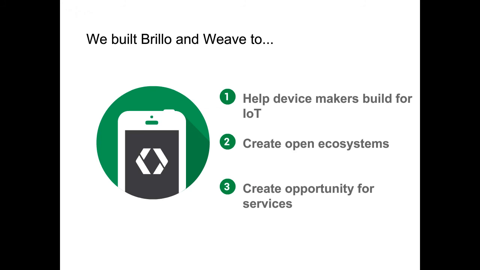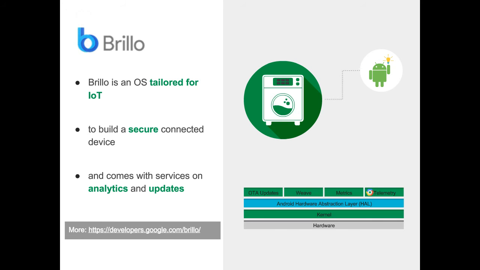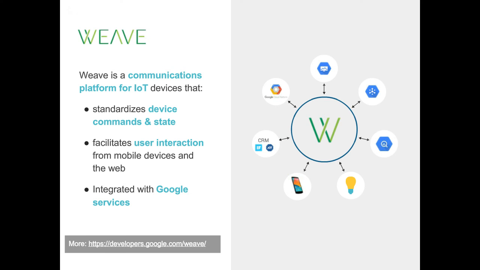We also have Brillo and Weave, and we built it to help device makers build for IoT, create open ecosystems, and create opportunity for services. So what is Brillo? Brillo is an OS tailored for IoT to build a secure connected device and comes with services on analytics and update. And if you're interested in learning more, there is a URL on the bottom that I encourage you to check out. So Weave is a communications platform for IoT devices that standardizes device commands and state, facilitates user interaction from mobile devices and the web, and integrates with Google services. And also there is a URL on the bottom that I encourage you to check out.